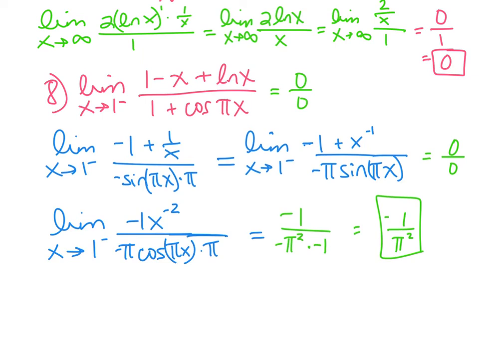I just get negative 1, right? Negative 1 times 1 to the negative 2 would just be a 1, so negative 1 on the top. On the bottom, okay, I have this negative pi and this pi, which makes negative pi squared. And then cosine of pi, because pi times 1 is pi, cosine of pi is negative 1. So I have negative pi squared times negative 1, which is positive pi squared, and negative 1 on the top. So my final answer is negative 1 over pi squared.